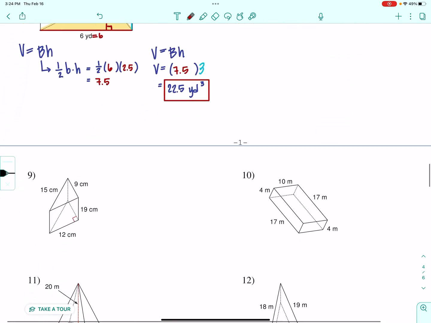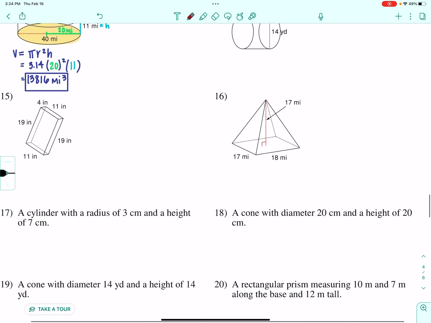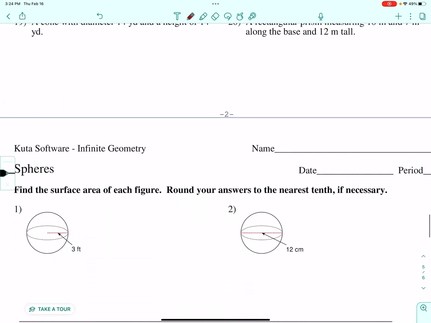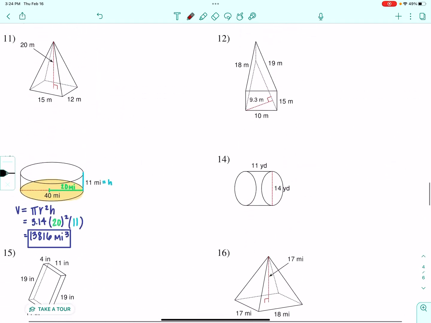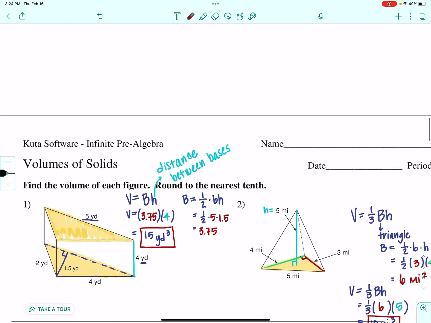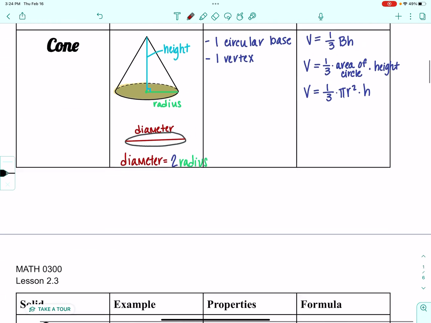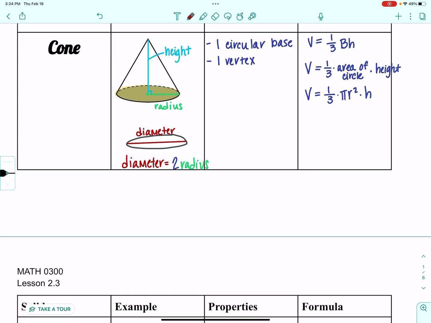Let's go see if we can find another cone. Nope, that was the only cone on there. That's a little disappointing. Okay, well that is the end of the cones. In the next video, the last video, we will pick up the sphere.